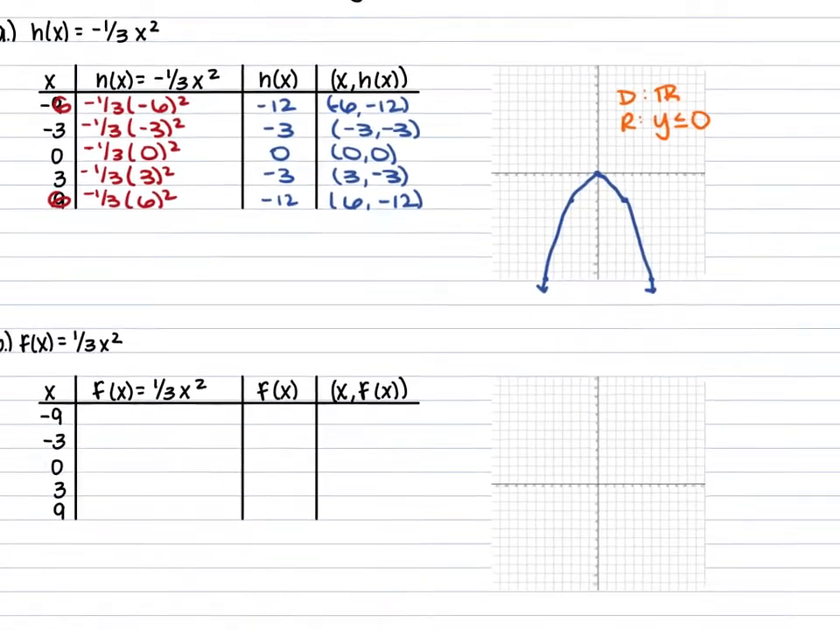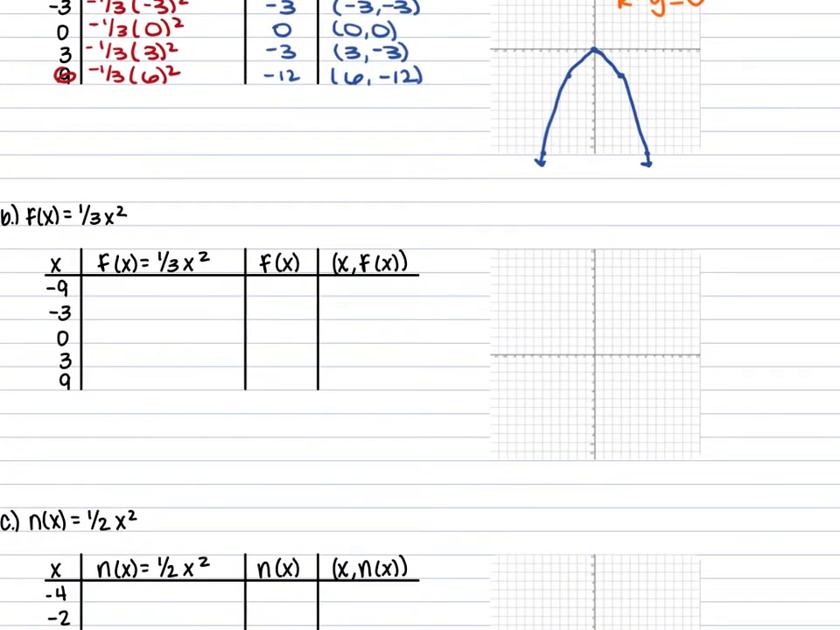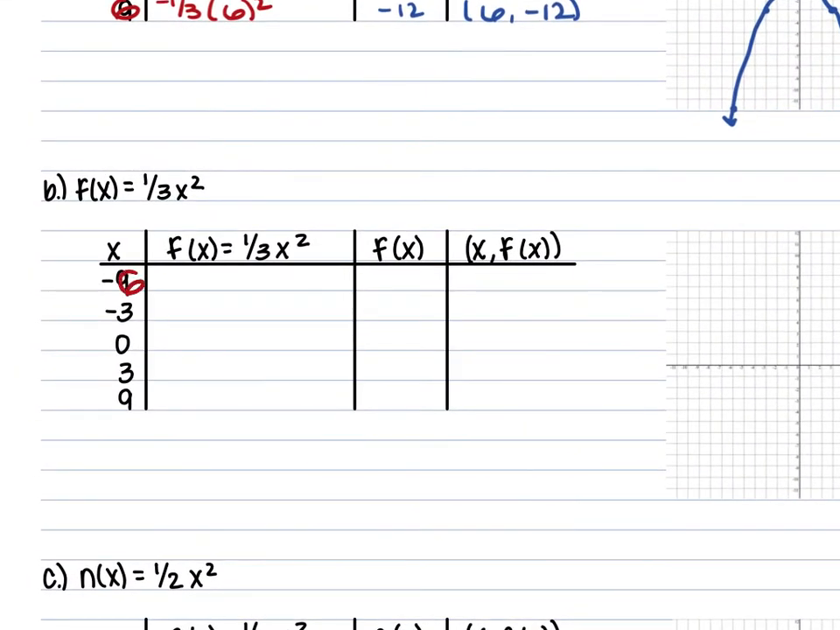For example 3b, we're given f of x is equal to 1/3 x squared. Again, I'm going to change that negative 9 and that positive 9 to negative 6 and positive 6, just so that way I'm working with easier numbers. I'm going to have 1/3 times negative 6 squared, 1/3 times negative 3 squared, 1/3 times 0 squared, 1/3 times 3 squared, and 1/3 times 6 squared.